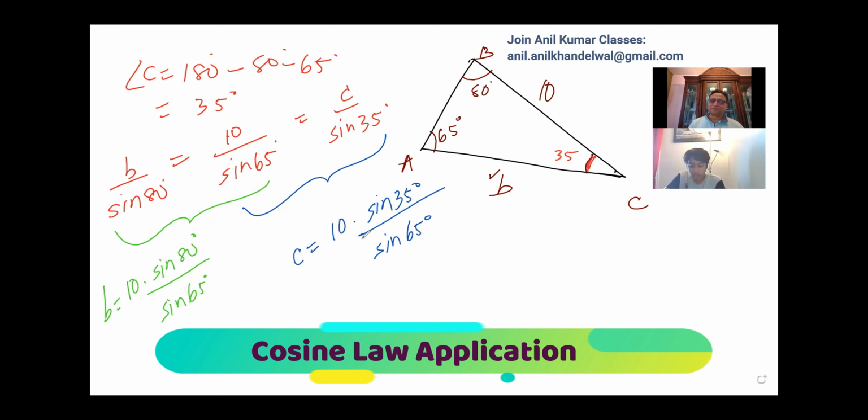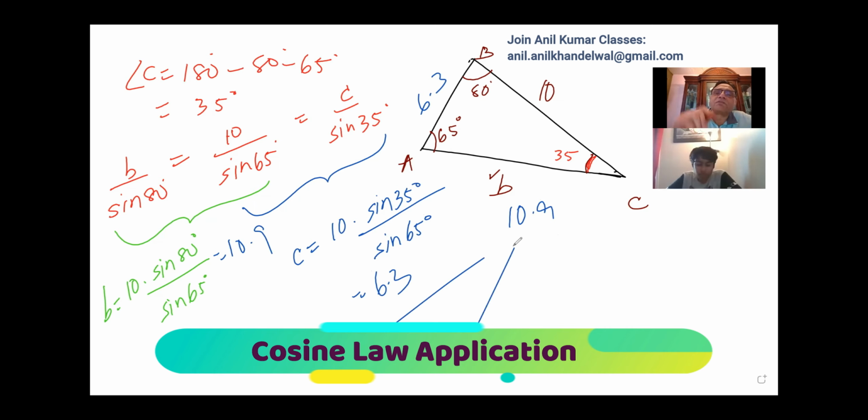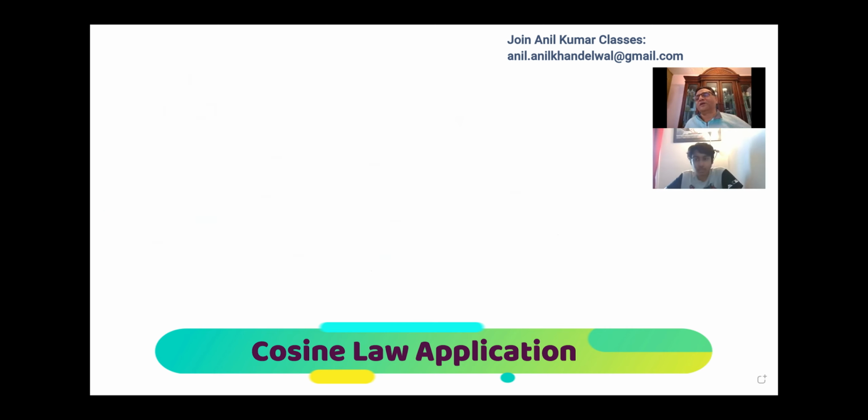When I did it, I got B as 10.9 and C as 6.3. Perfect, we'll go with these values. It makes sense: B is 10.9 because the angle is bigger, and 35 is smaller, so 6.3 makes sense. So I'll say correct. Good job. So we have applied the sine law and solved some questions which did not have a right angle. You get the idea. Yes, sir. For the cosine law, I'll not derive the formula for you, but I'll give you the cosine law.